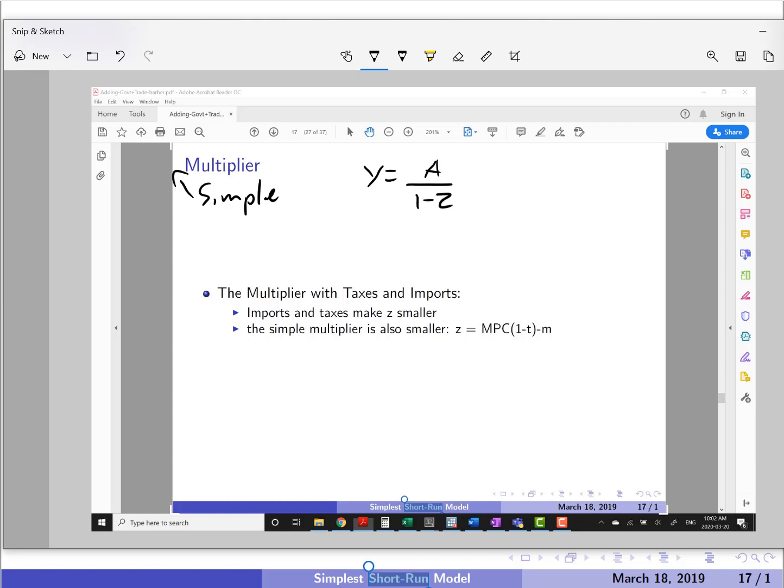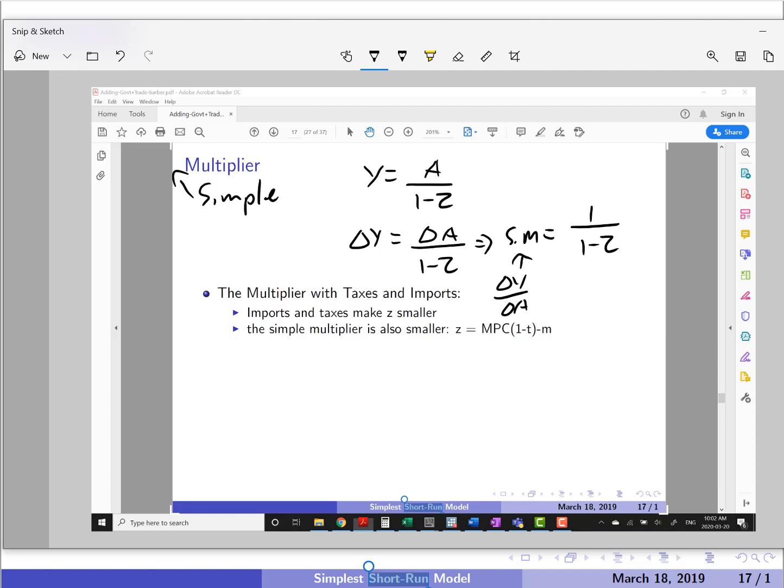And we want to talk about when something changes in capital A, what change in Y do we get as a result? So we took the changes on both sides. The change in Y equals the change in A over 1 minus Z. And then we called this the simple multiplier, SM for short, which is 1 over 1 minus Z. So this SM is like the change in Y over the change in A. What that's telling you is that an increase of $1 in capital A is going to increase Y by 1 over 1 minus Z.